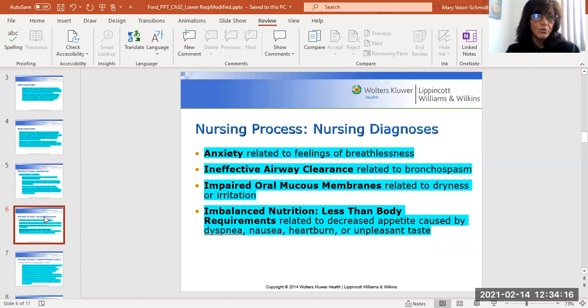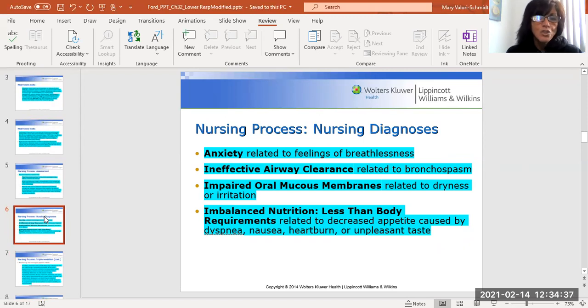Nursing diagnoses, when you're talking about lower respiratory, here are 4 of the big ones. Anxiety related to feelings of breathlessness. You get nervous when you can't breathe. Ineffective airway clearance related to bronchospasm. Impaired oral mucous membranes related to dryness of the mouth or irritation, so xerostomia or candidiasis.